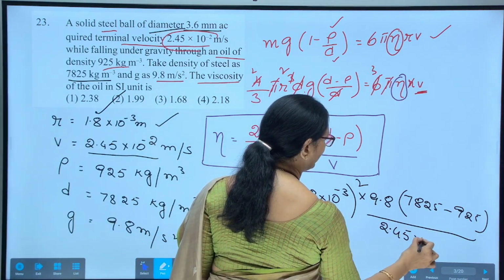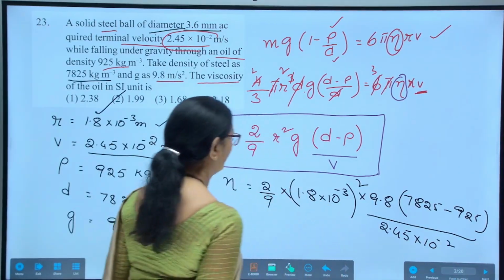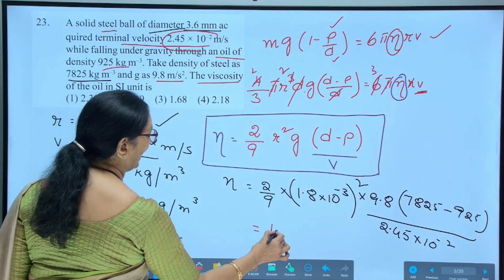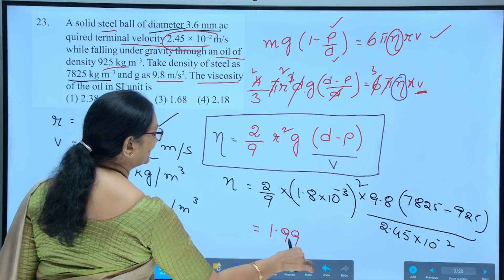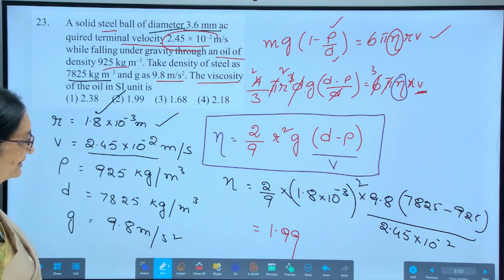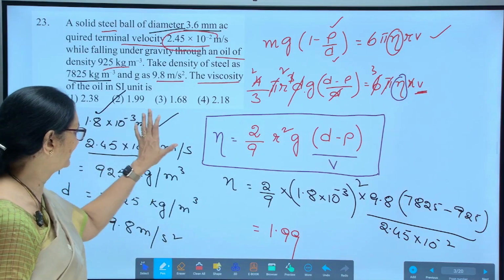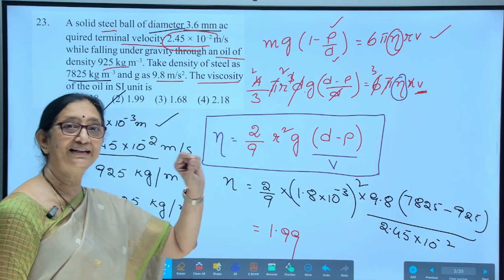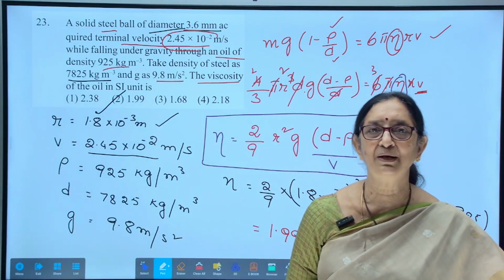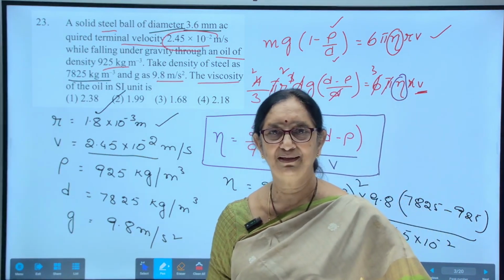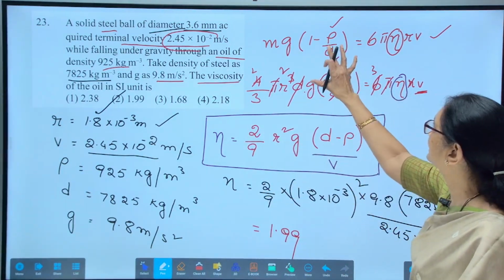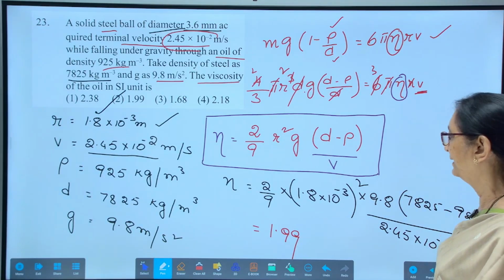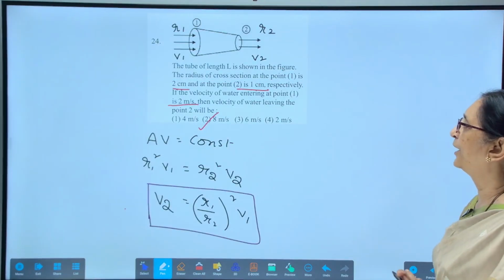2.45 into 10 to the power of minus 2. You can simplify that. If you simplify it, you will be getting the answer as 1.99 SI units. Okay. So everything is converted into the SI system. On simplification, we are getting the exact answer, that is 1.99 SI units. So this is the concept here. After substitution, this is the final answer. Move on to the next problem.